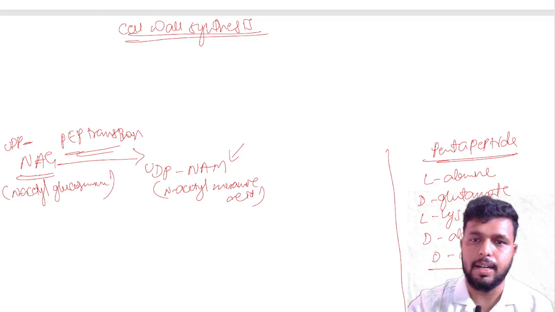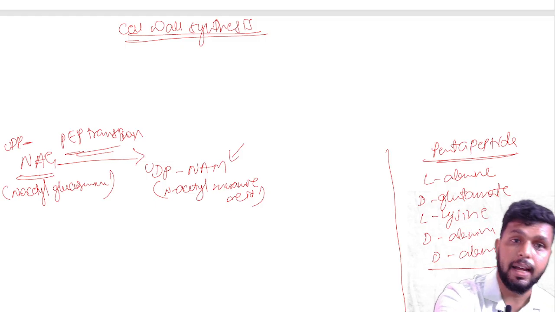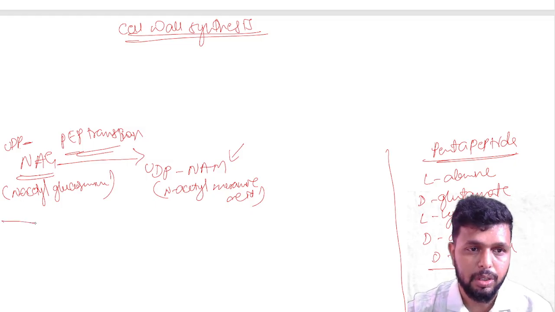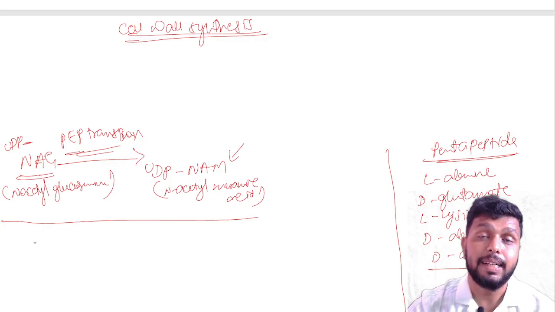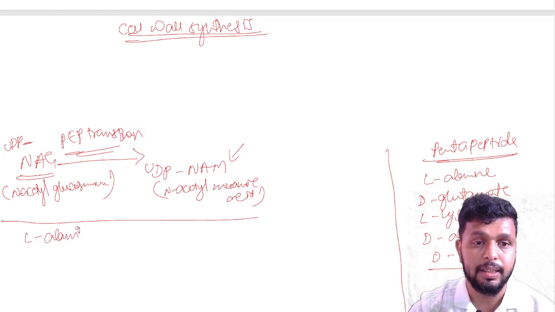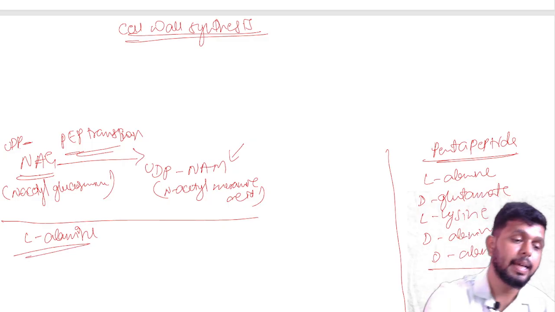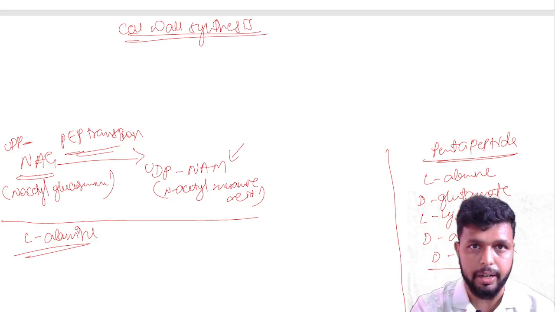Okay, so now we will discuss how this pentapeptide chain will be formed. First, bacteria synthesize one amino acid in the L form, that is L-alanine. So this L-alanine amino acid, levorotatory, L means what?